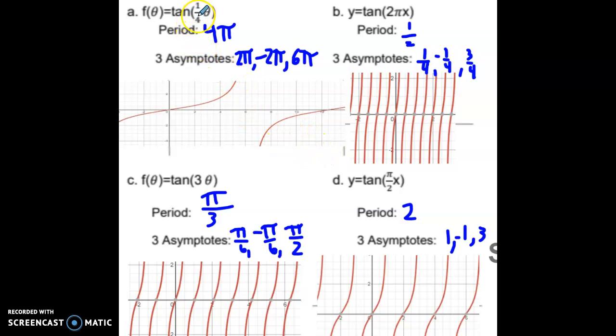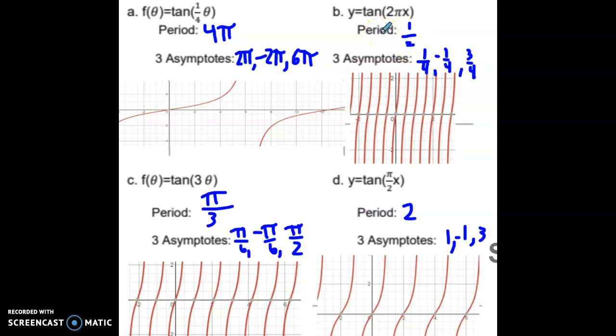Notice that for tangent of 1/4 x, to find the period we take pi and divide it by 1/4, which gives us 4 pi. That means a period happens every 4 pi units, so it's quite long. If you think from 0 to 4 pi, that would be 12 point something before it goes up and comes back up again. The asymptotes would be at 2 pi, negative 2 pi, and then we add 4 pi to that and get 6 pi. The graph is super spread out horizontally.